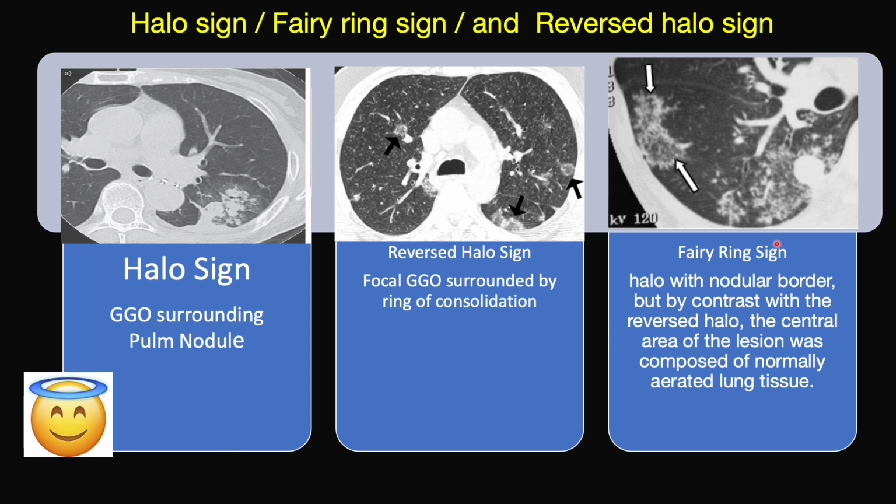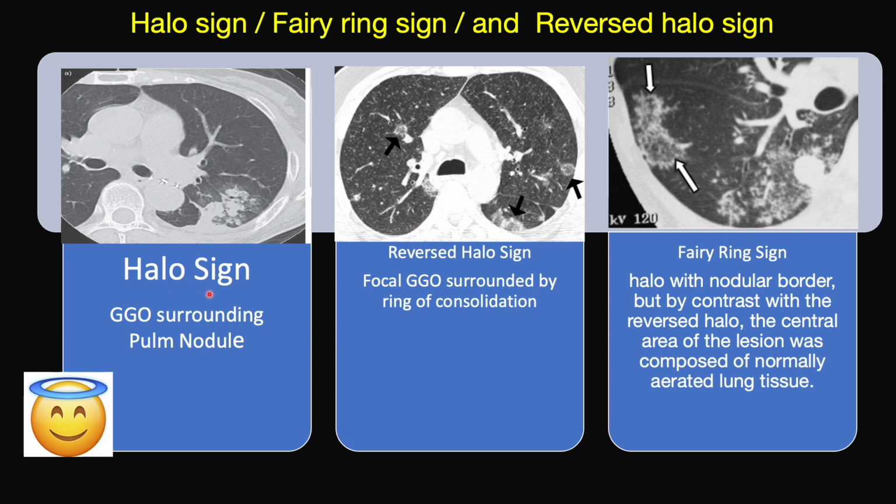Now this has been only described in a case report, not very common, but what it does signify is that there is a halo and there is a nodular border because of the granulomas. And why it differs from reverse halo is because the central part of the lung is normal lung. So here there's ground glassing and then consolidation. Here the central part is normal and then you have a nodular shadow. So that is fairy ring sign.